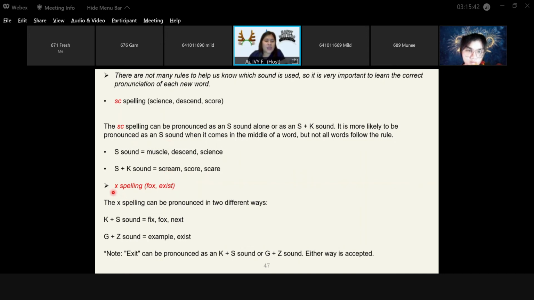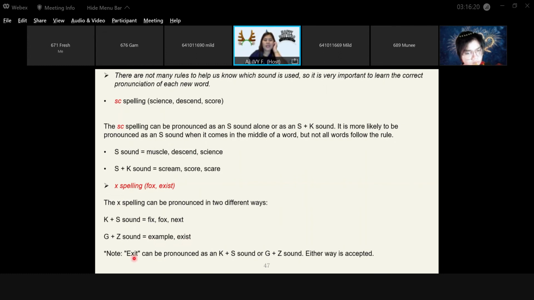Next, we have the X spelling, for fox and exist. The X spelling can be pronounced in two different ways. Okay, the K and S sound, like fix, fox, next. And the G and Z sound, for example, exist, example, exist, z. Okay, so sometimes it's G and Z, example, exist.